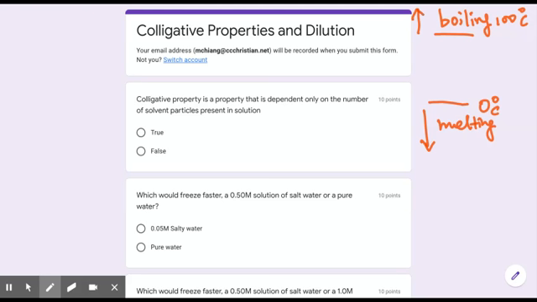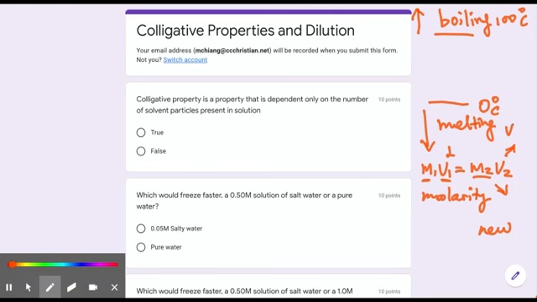Just remember that, okay? And for dilution, we have the equation M1 V1 equals M2 V2. M is molarity. V is volume in liters of the solution. M2 is the new molarity, and V2 is the new volume of the solution. Okay? Just remember that, and then we're going to work our problems.